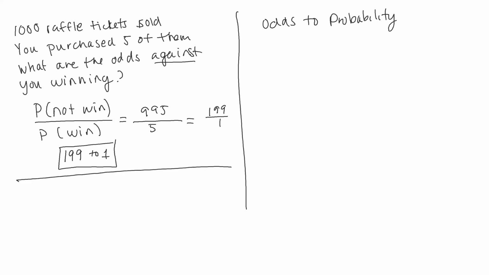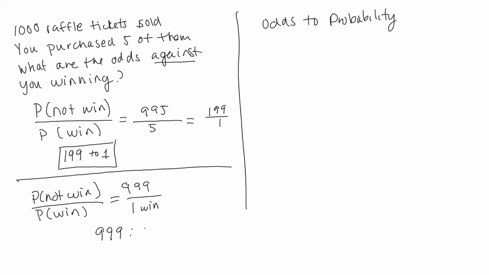So you bought 5 tickets, but let's go back to the raffle problem. So you've got the probability that you don't win versus the probability that you do win. There's only one winning ticket. It doesn't matter how many you bought. So there's one way to win versus 999 ways to lose. So there would be 999 to 1. So that means for every 999 losers, there's one winner. Okay. Sorry about that. I just had this lapsing moment for just a second.